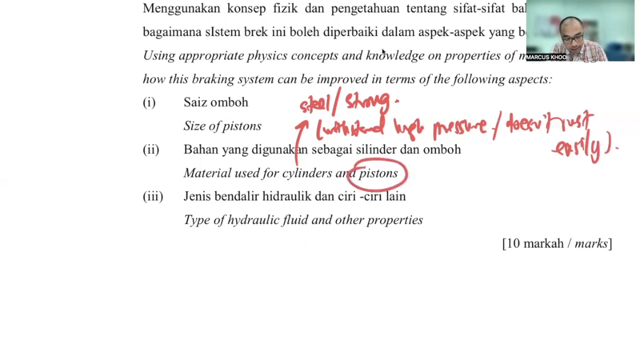For the piston, you can actually use the same. It can be strong, it can be steel, but again, the piston is supposed to withstand a high pressure. That's of course the main thing. But you can also say it doesn't rust easily, it lasts longer. Different reasons, but essentially it's the same. It needs to be able to withstand the high pressure.